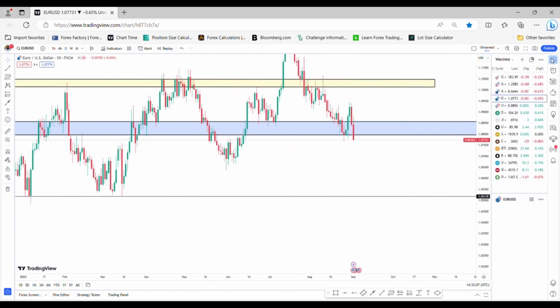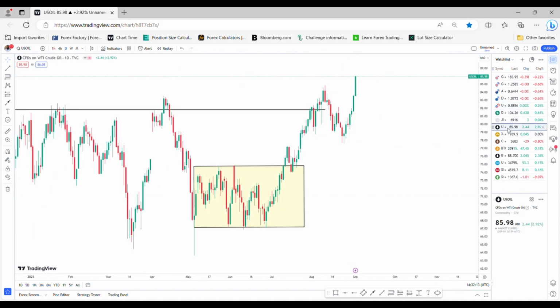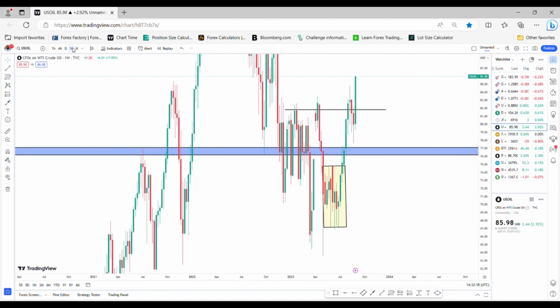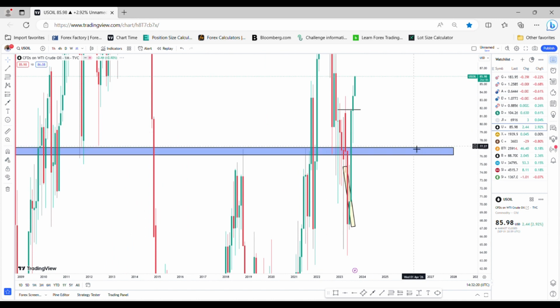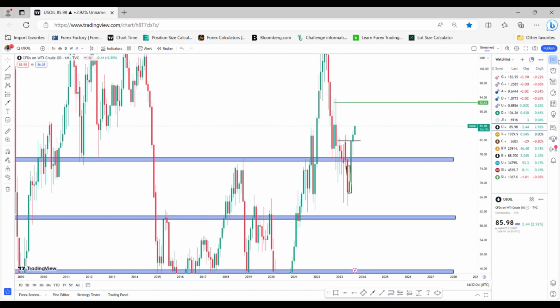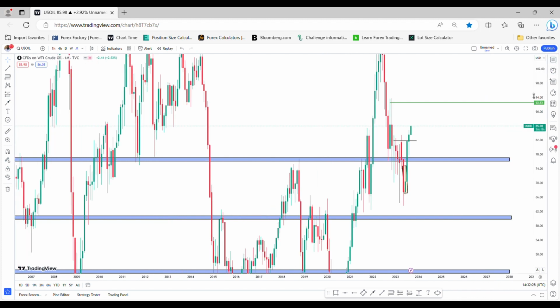So what else am I looking at? Okay, yeah. One other pair that has been giving me joy as well is oil. So oil has been a very, very bad boy.